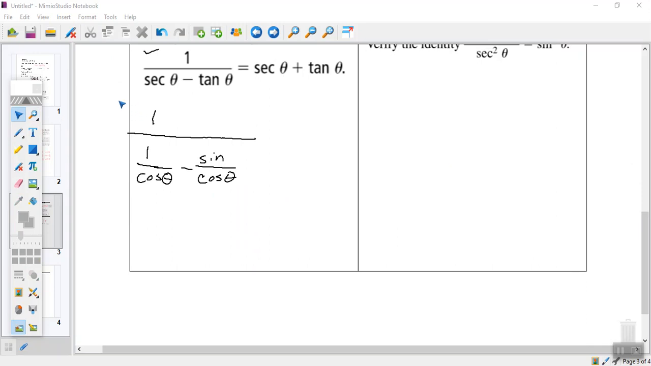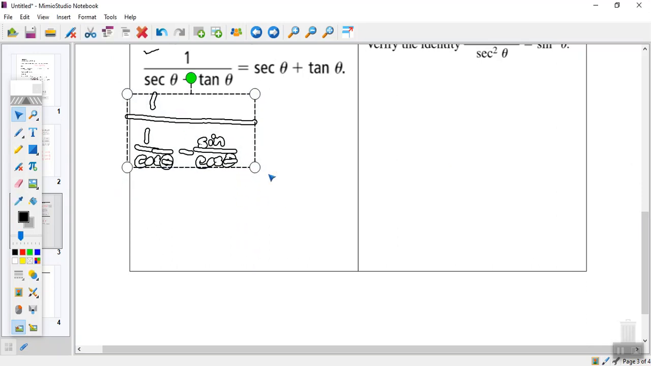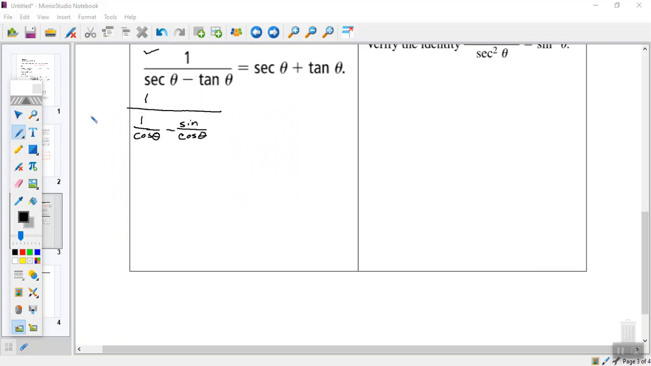I'm going to try and make some room up here. Do you guys now agree I'm going to change colors to go to another step? Do you agree this is really the same as 1 over cosine minus sine over cosine? These denominators are the same right here, so I can call this 1 minus sine of theta, sorry, I forgot the theta up here, 1 minus sine theta over cosine.